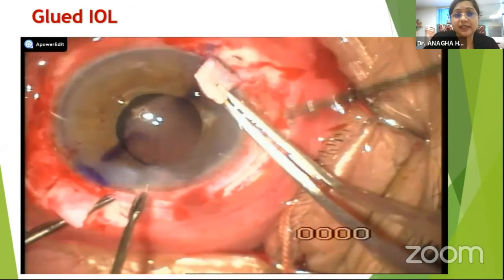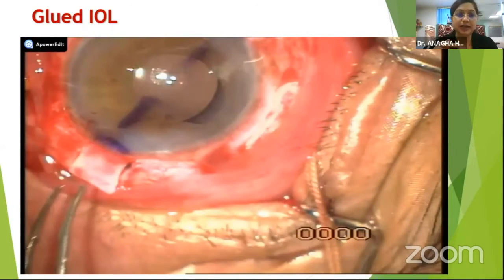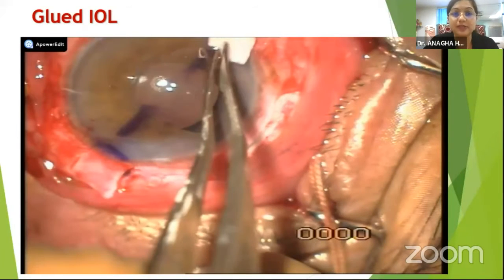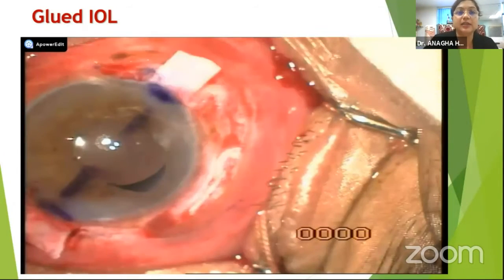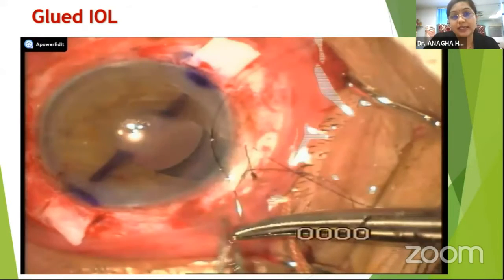And with the handshake technique, there would be a 26 gauge needle, with which a track is made parallel to the sclerotomy site. And then the two haptics on either side are tucked into it and arranged in such a way that there is a perfect IOL centration.